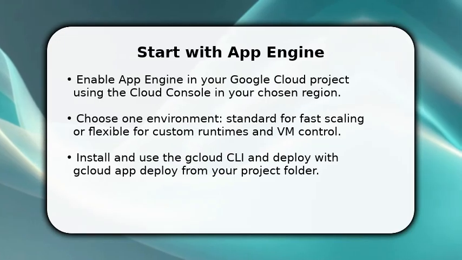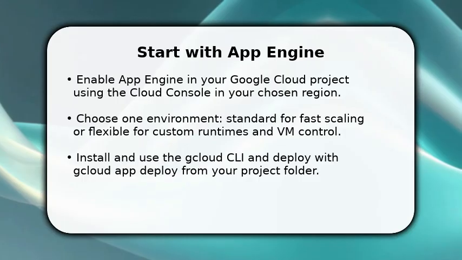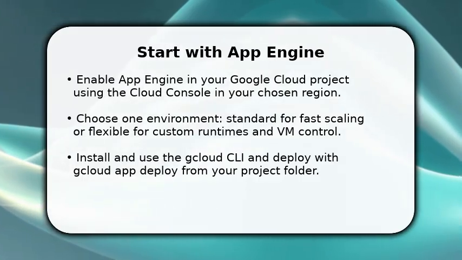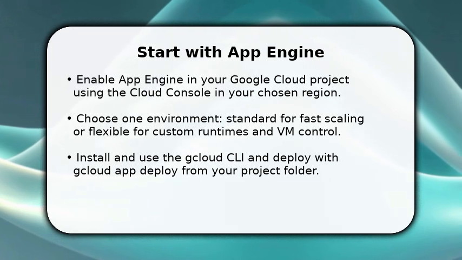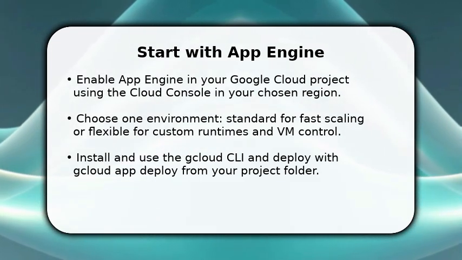Install the Cloud SDK on your machine and authenticate with gcloud auth login. Initialize your project with gcloud init and set the correct project ID in gcloud config. Create an app.yaml file to declare runtime, instance class, and service name for the app.